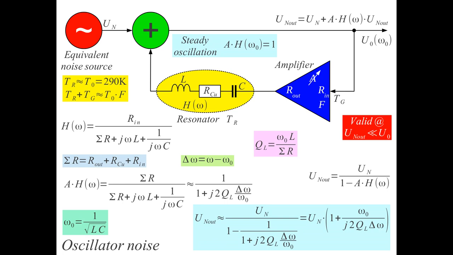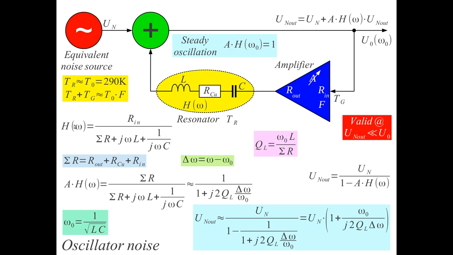The Barkhausen criterion simply says that this product A times H of omega, that's the response of the amplifier, has to be equal to 1. This is what the Barkhausen criterion says at the oscillating frequency.